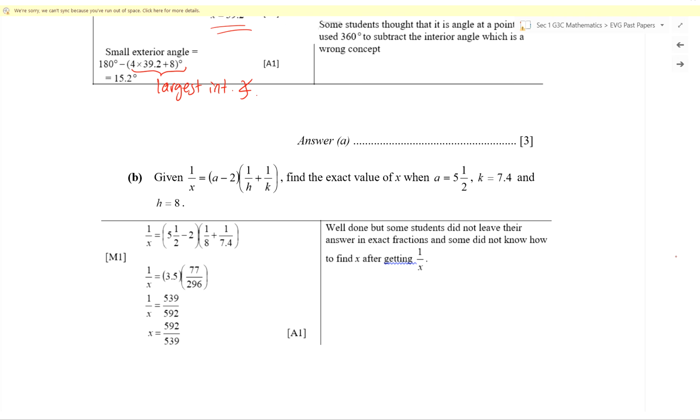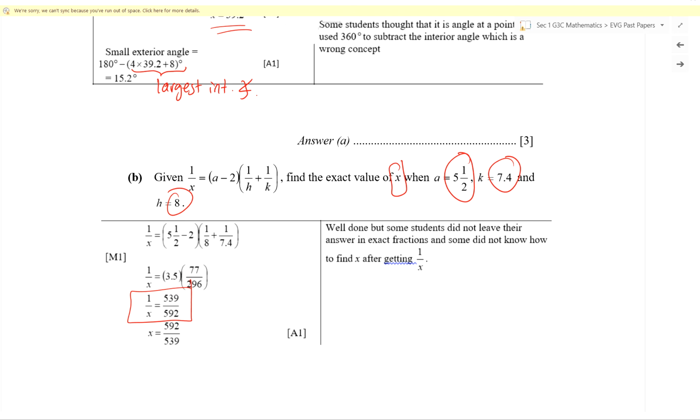1 over x equals blah blah blah. They give you some values. Find the exact value of x. They gave you a, they gave you k, they gave you h. Let's do a substitution. You get 1 over x equals this. Anybody got until this stage? Then after that, how do you find x? So apparently many students manage to get 1 over x, but then they don't know how to continue.